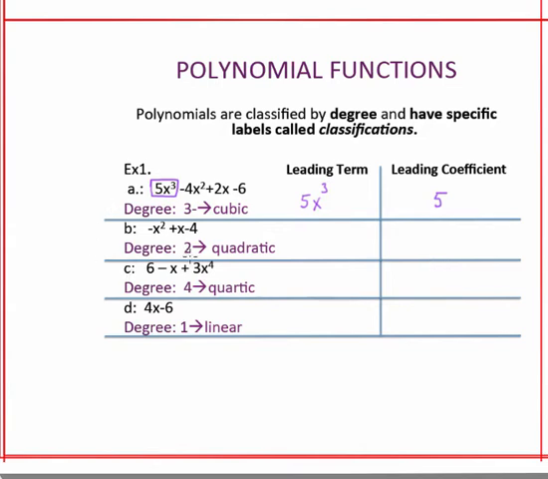Okay, the next one is degree of 2. So the leading term is negative x squared, and the leading coefficient is the number in front of the x squared, and that's a minus 1. And this one, do not say that the leading term is 6. It's not the one in the front, it's the one that contains the highest degree exponent, so that's 3x to the 4th, and then the leading coefficient is a positive 3. And then this one is linear, so the leading term is 4x, with the leading coefficient being a 4.